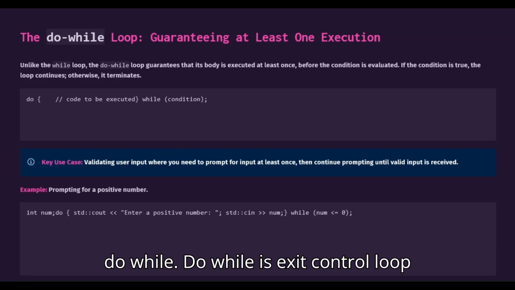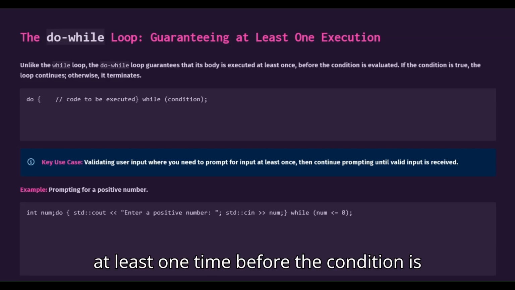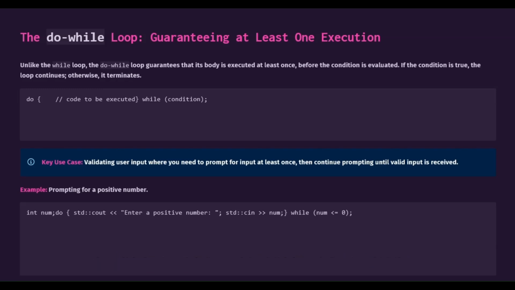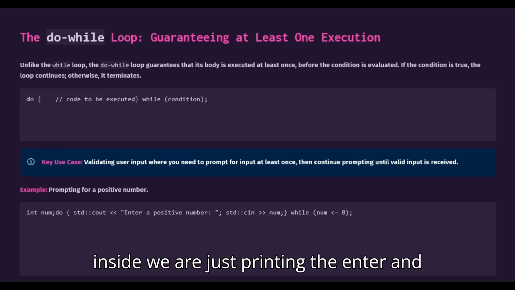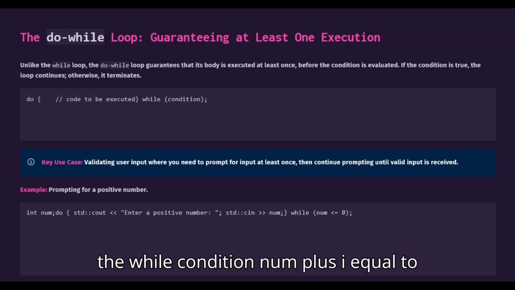Next, do while. Do while is an exit control loop, which executes the body at least one time before the condition is evaluated. If the condition is true, the loop continues, otherwise it terminates. Syntax: do, and then while (condition). Example: int num is a variable, and then do, inside we are just printing "Enter a positive number", and then we are getting input with cin >> num, and the while condition is num <= 0.